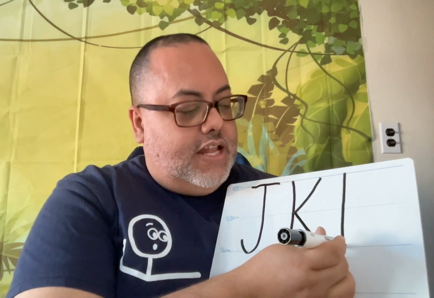Capital L. We start on the sky, come down to the grass, and then right there, go across the grass line. And that's capital L. Now we're going to erase so we can have space for capital M.